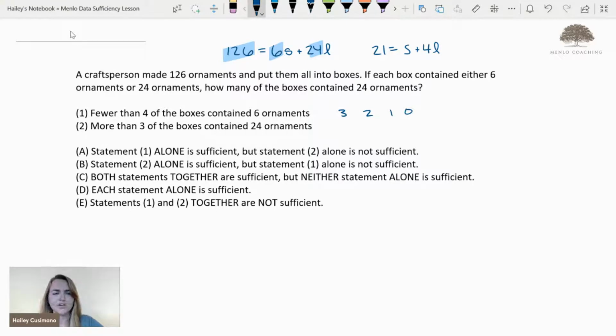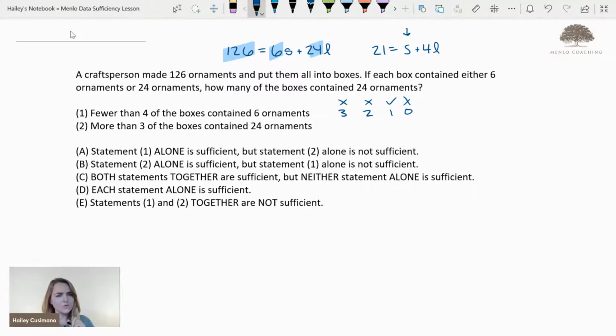But could I have 0 of the boxes contain 6 ornaments? If I plug in 0 for S, well then 4L equals 21, and L is not an integer. That's not going to work for me. Now if S is 1, then 21 minus 1 gives me 20, and I'm able to divide, get to an integer value. We could have 1 small box. But 2 and 3 are going to run into exactly the same issue I ran into with 0. If I subtract 2 from 21, if I subtract 3 from 21, I'm going to get non-integer values. This isn't going to work for me.